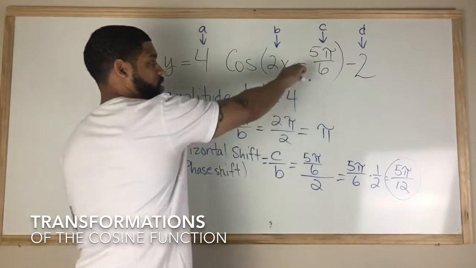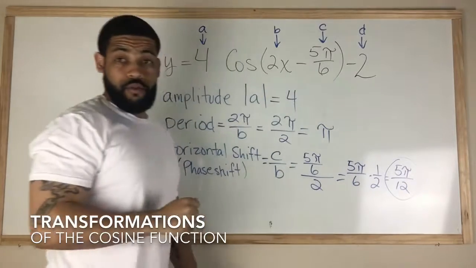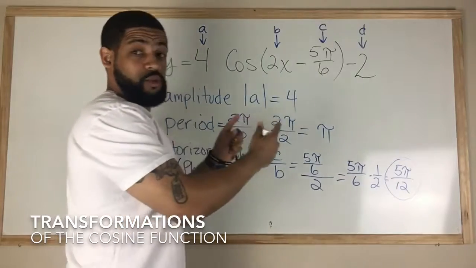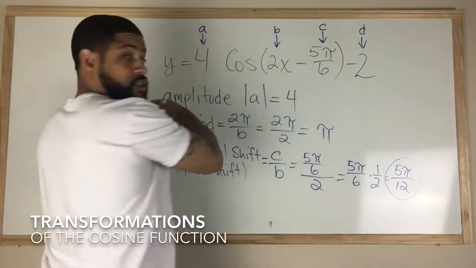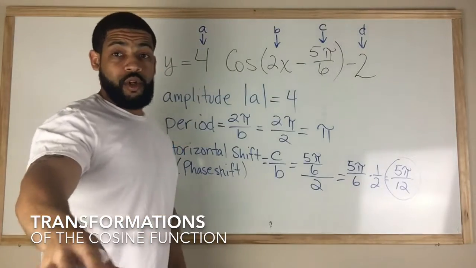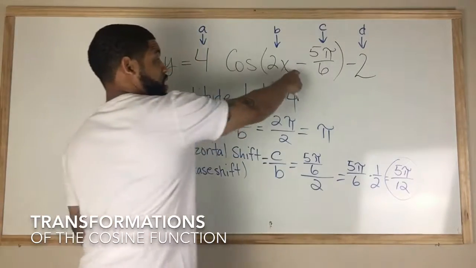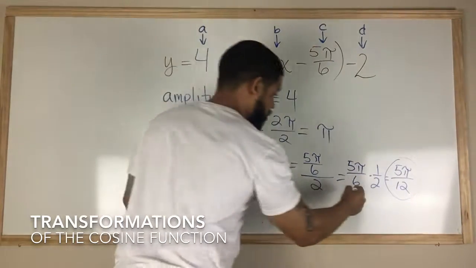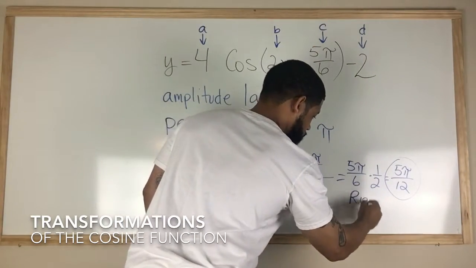But now also, since it's minus 5 pi over 6, that means it goes in the opposite direction. Typically when we go minus on a number line, it goes to the left. But in this case, anytime you're dealing with this type of function, if it says minus, that phase shift is going to be to the right, the opposite direction. Okay, so this is right.